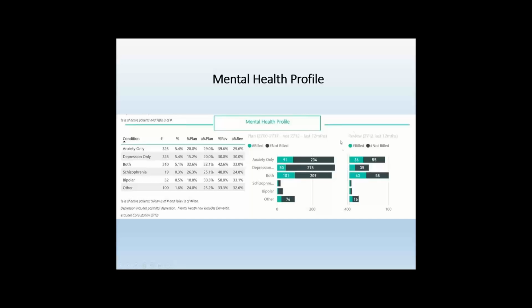And then across to the review section, again looking at the anxiety patients. With the reviews, we're drilling down into those 91 patients who did have a mental health treatment plan in the last 12 months, and we're saying of those patients who had a review and who didn't. So we've got 36 who were billed for a review in the last 12 months and 55 who were not.